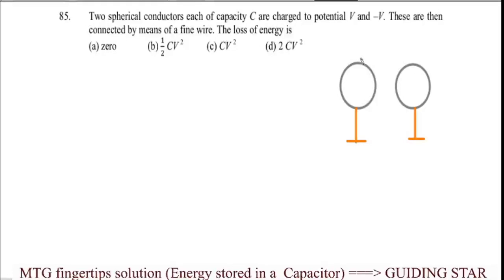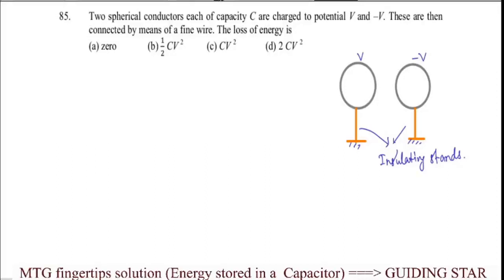So here this is conductor. These are two spherical conductors. Clear? And assume that one is having potential V and another one is having potential minus V. These orange color ones are insulating strands. And right after that, what is it saying? These are connected by means of a fine wire.